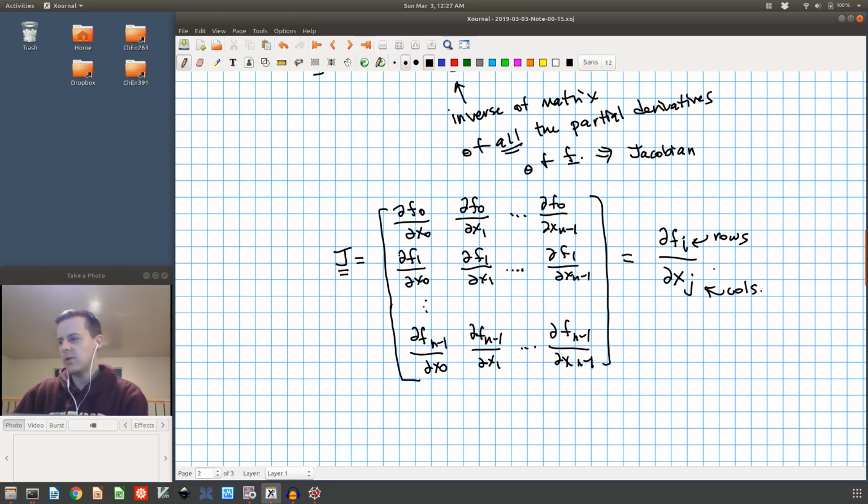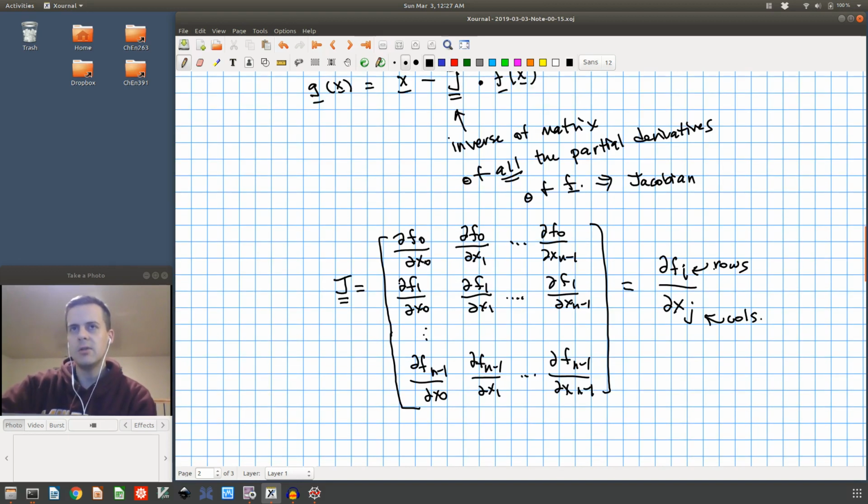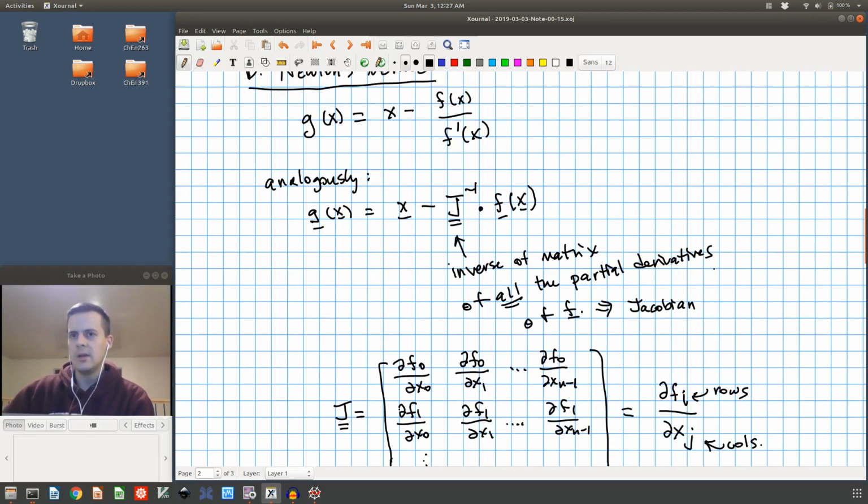Okay, so let me say a couple of things about this. So let's go back and look up here at this equation. J is this matrix of all the derivatives, and it's the inverse that I want, because this f prime is in the denominator, so the inverse, that's what makes this analogy here, times, dot product with f of x. So the multi-component Newton's method is a little more complicated because we have to take all of the derivatives.